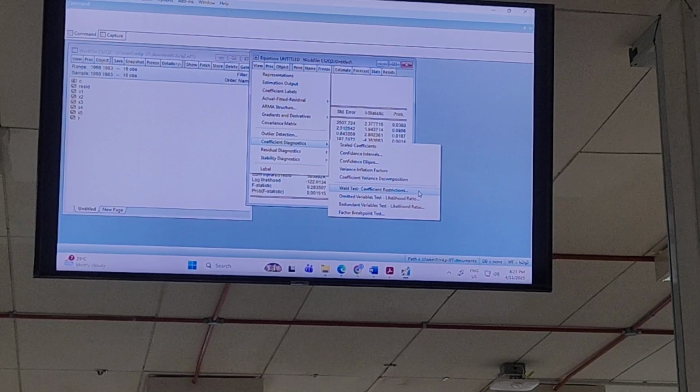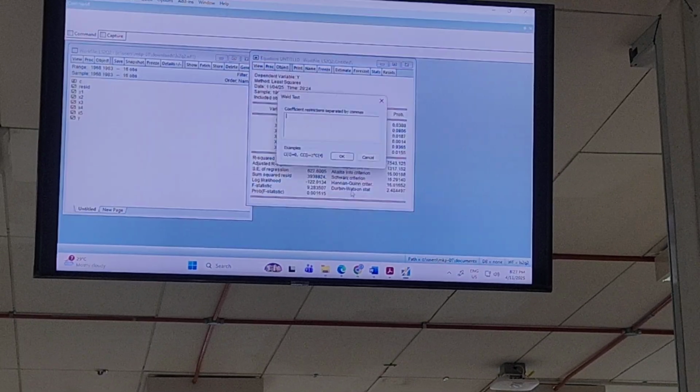So beta 4 equal to 0: coefficient number 5 equal 0. That's the first restriction. Second restriction, beta 3 equal to beta 5: coefficient number 4 equal coefficient number 6. Okay, so you put a comma in between.